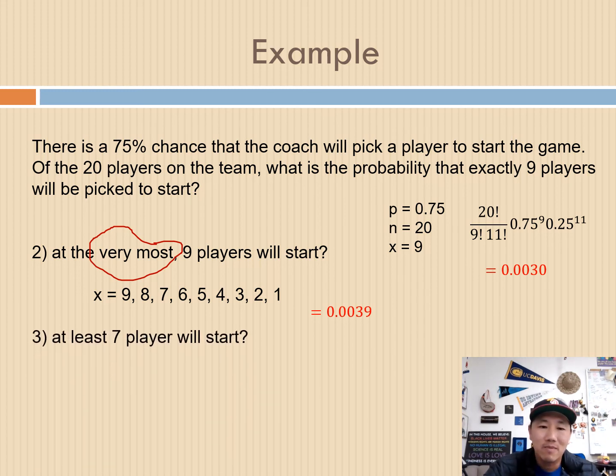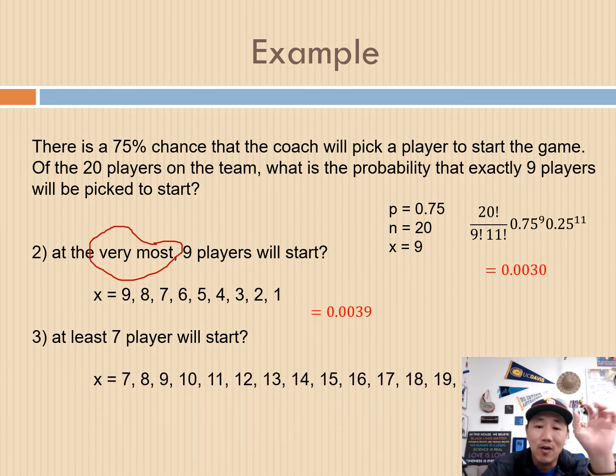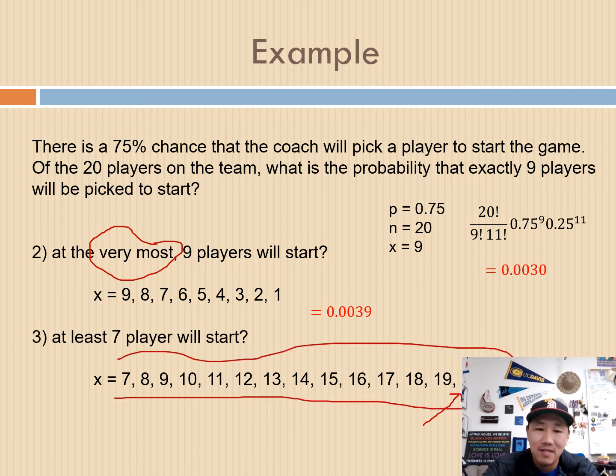What about the probability that at least 7 of those players will get started? At least means 7 or more. So you have to do the formula for 7 players, then for 8 players, for 9, for 10, 11, all the way to 20. Oh, the 20 is actually blocked by my face, but there's a 20 there. You have to do the formula all these times and then add them all up, and it'll give you the answer of 0.9999.